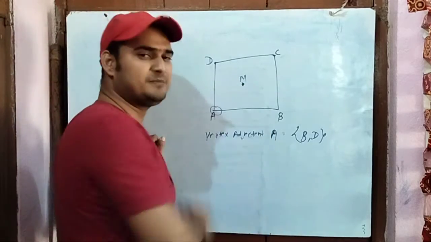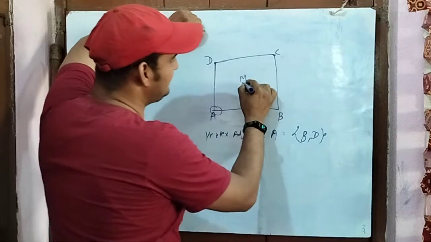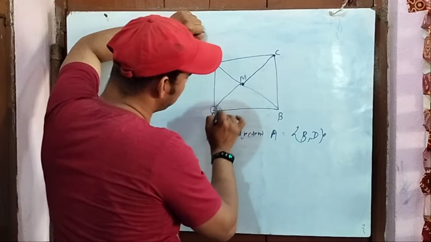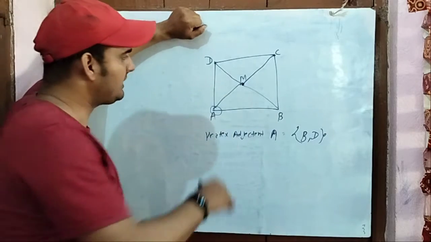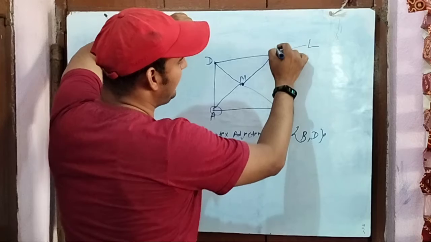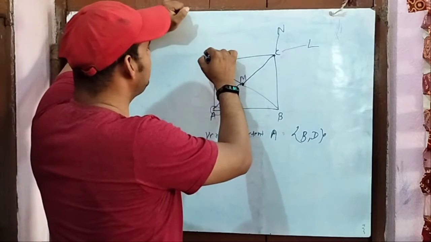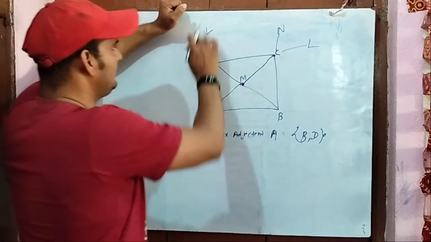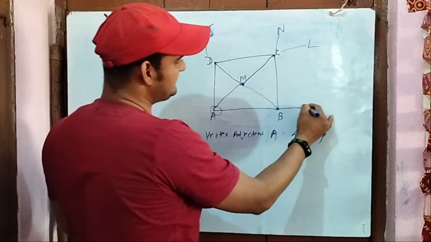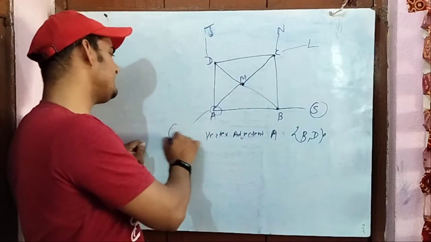Let's suppose M, Mohan, is a person who has 4 friends: C, D, B and A. Now C has two friends, L and N. D has friends L and T, and let's suppose S is a friend of B, and O is a friend of A.